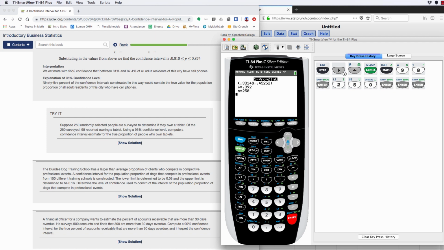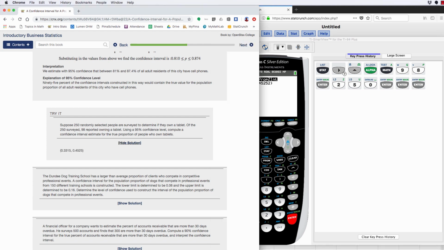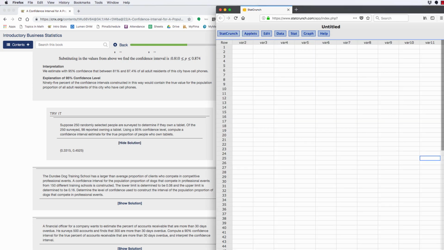Anyway, we have the true percentage of this city would be about 33% to 45% would own a tablet. And let's check that answer out. 33 to 45%, yes. Let's do the same problems with StatCrunch.